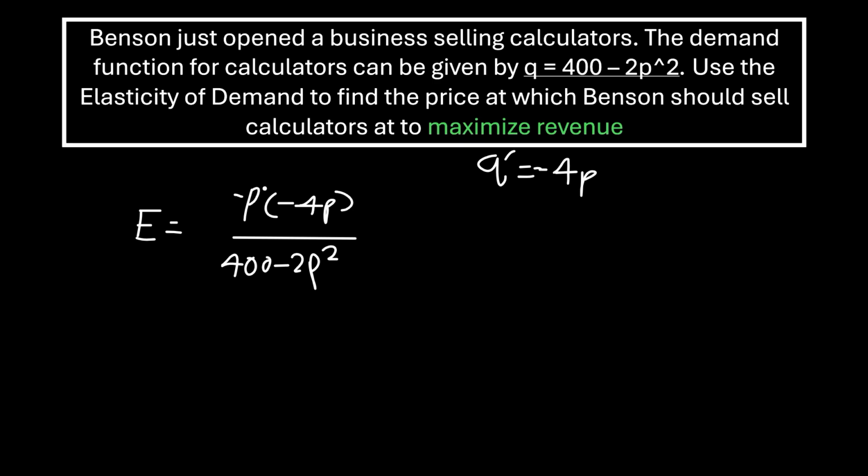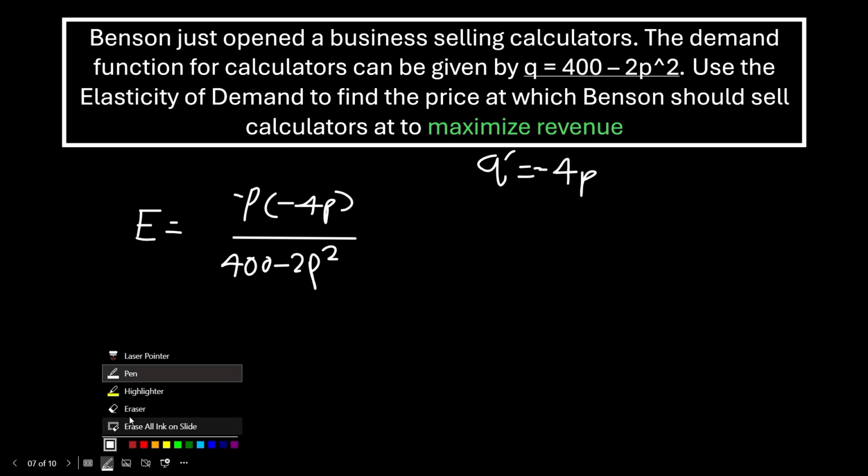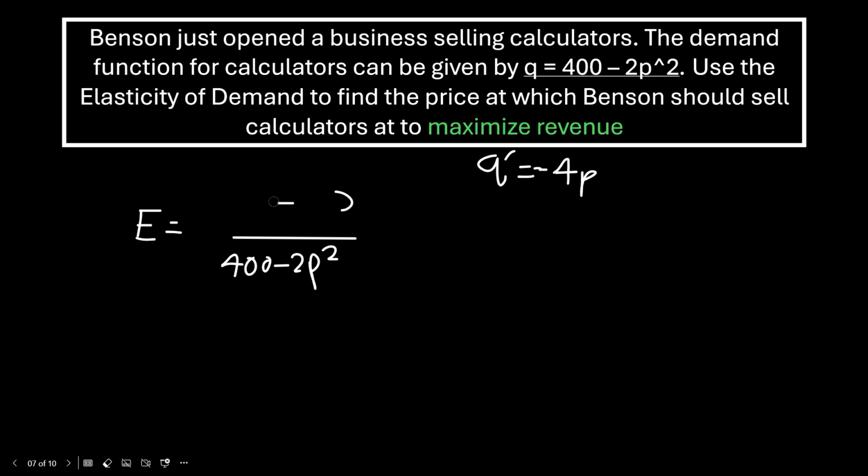And negative p times negative 4p would simplify into positive 4p squared.